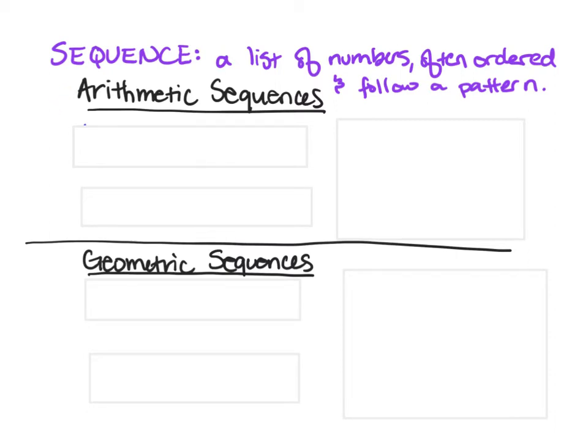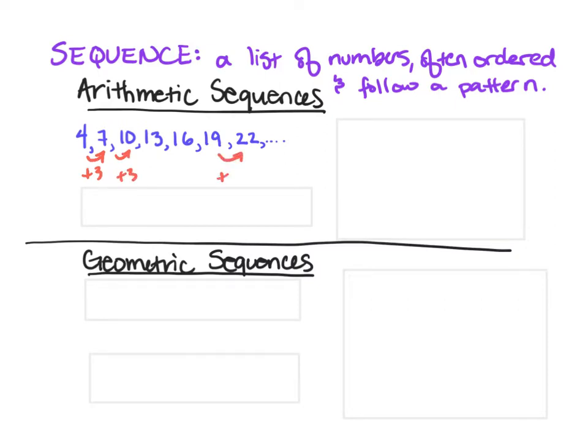So arithmetic sequence, here's an arithmetic sequence. And this one you'll notice 4, 7, 10, 13, 16, 19, 22. Hopefully you can start seeing a pattern there. In this case, every single one is adding 3. So even 19 to 22, it's adding 3. The rule is adding 3, which means the next number would be 25, and you could even continue it beyond that.